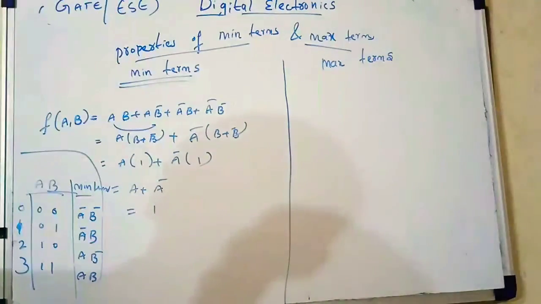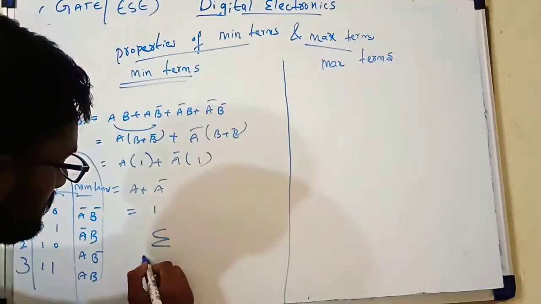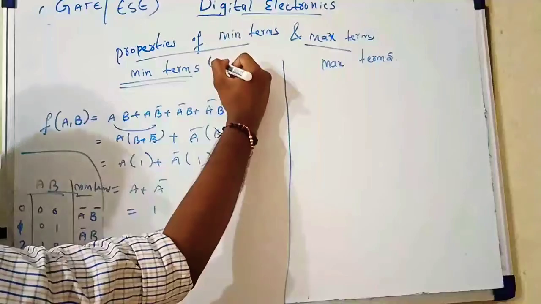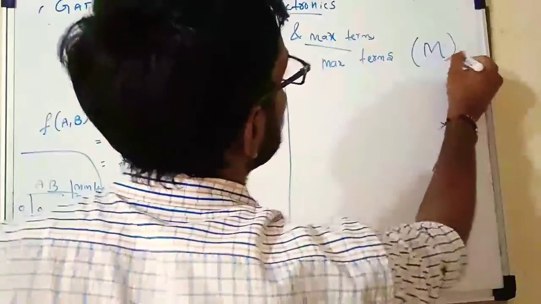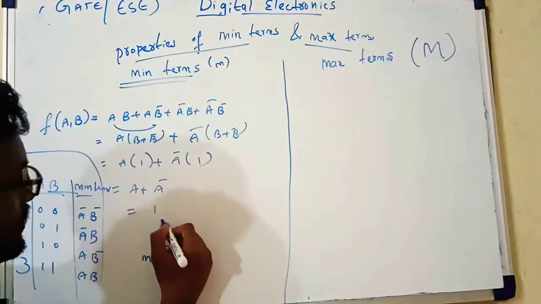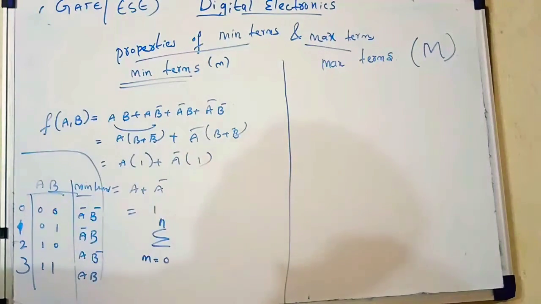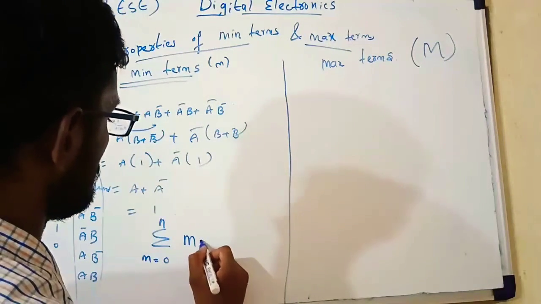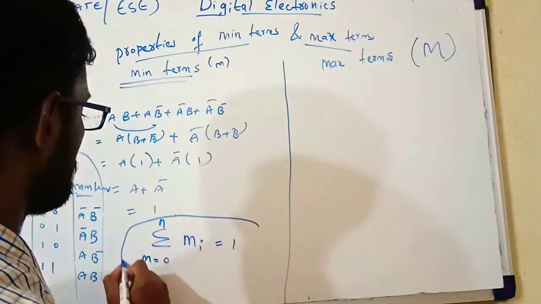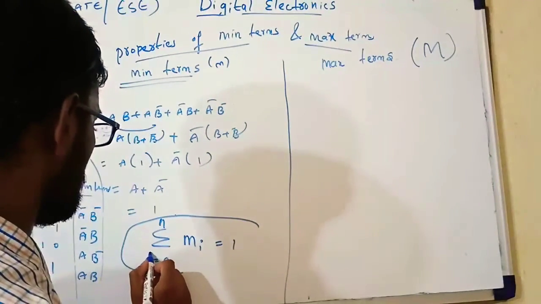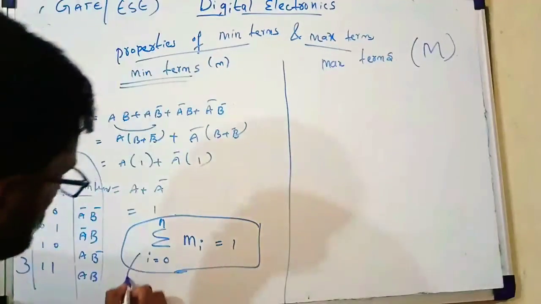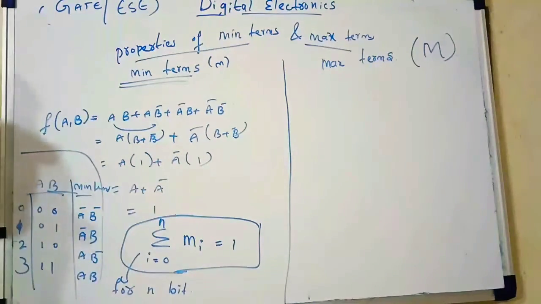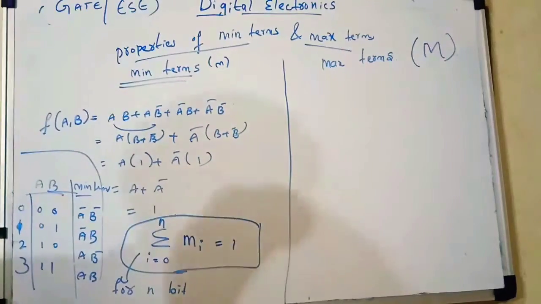That means from this we can conclude that the sum of all minterms, I am taking the minterm as small m, for maxterm I am taking the capital M, sum of small m i, i equal to 0 to n, m i equal to 1. Here I am taking this as i. This is for n bit. Here if all minterms are present, then their sum is equal to 1.